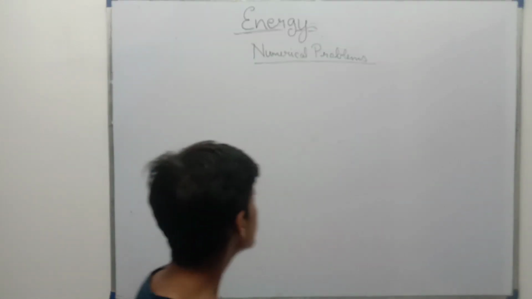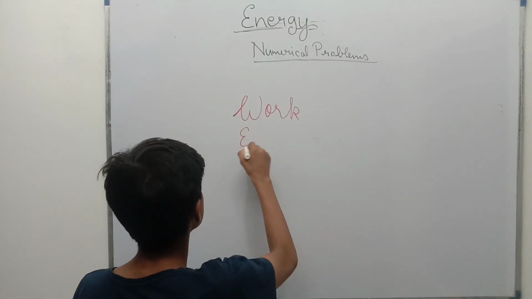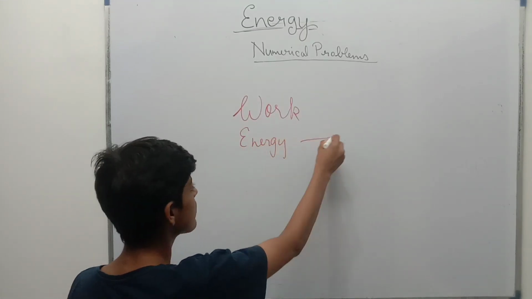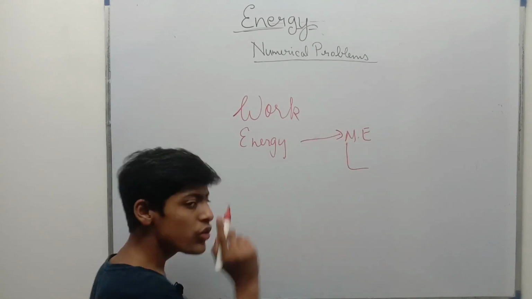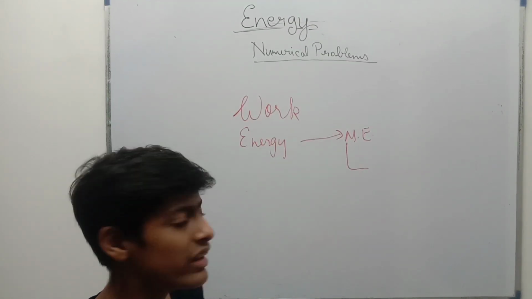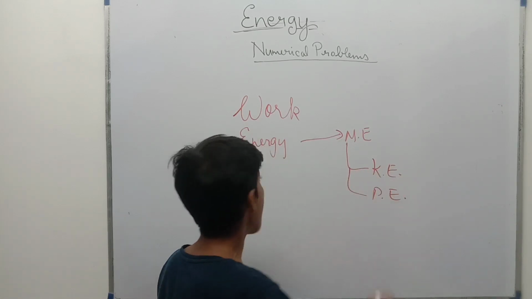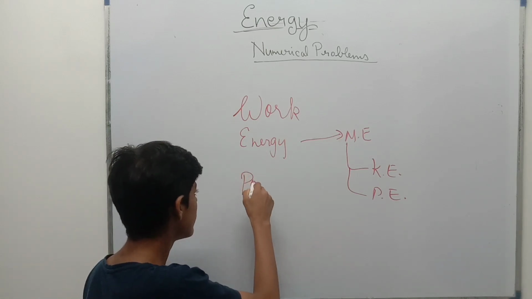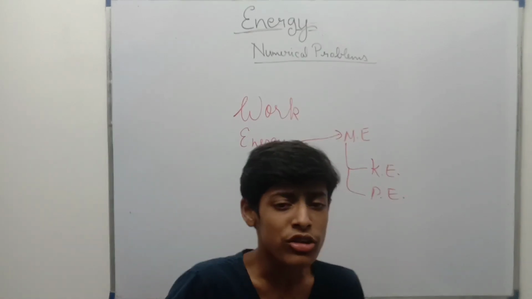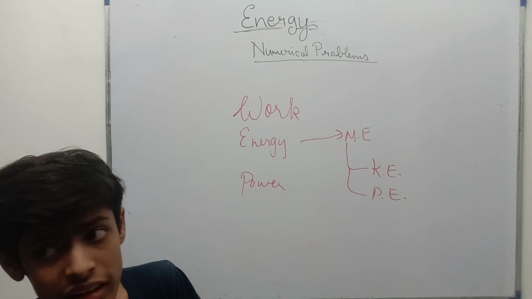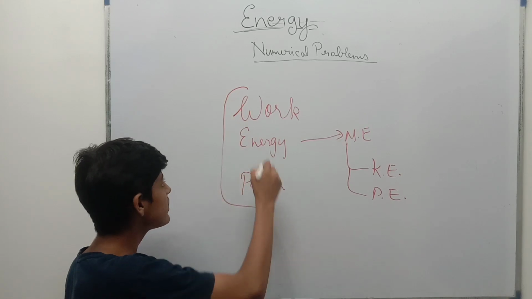In this video we will do some numericals on the topic which we have learned in the last video. We have learned about work, then we have learned about energy, and we have discussed mechanical energy, and in mechanical energy we have learned two types, that is potential energy and kinetic energy, which is PE and KE. And after that, in the last video we have learned about power, and we have discussed the SI units of all and the formula for work and power. Now in this video we will do some numericals based on the formula of all these concepts.